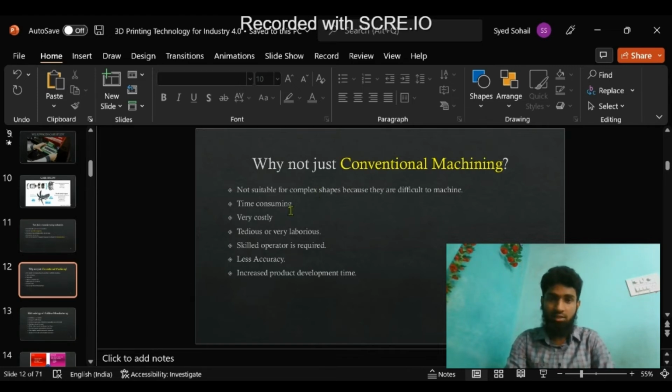Conventional machining is time consuming. We know it's costly, tedious, very laborious, because a lot of operations have to be performed one after the other. A skilled operator is required. Even with CNC, you need an operator who knows how to operate it, and complex geometry requires complex functions. There is lesser accuracy, and also increased product development time, as we were discussing.